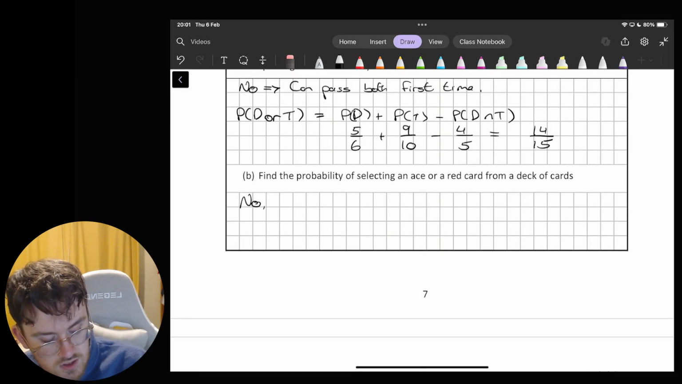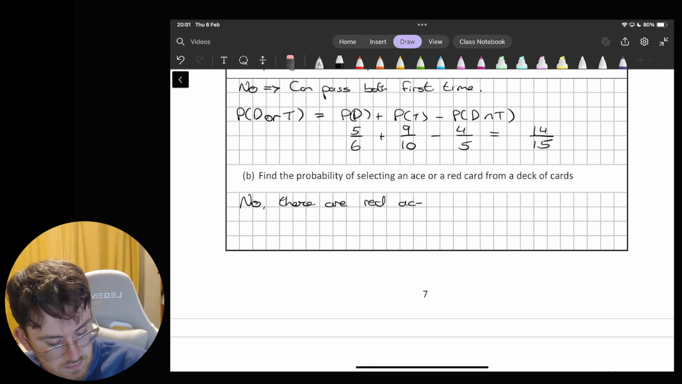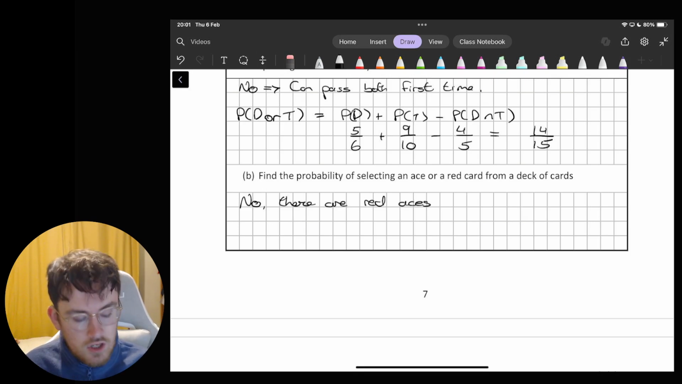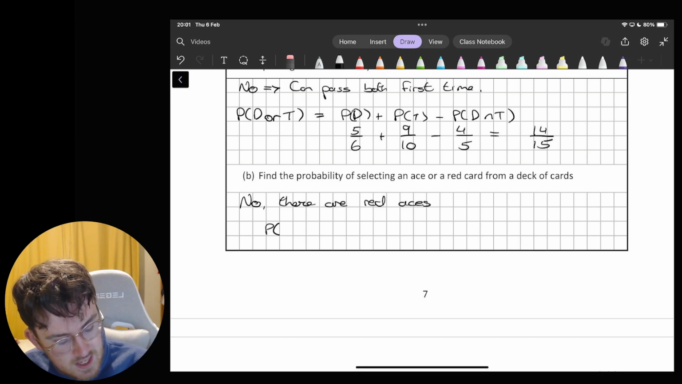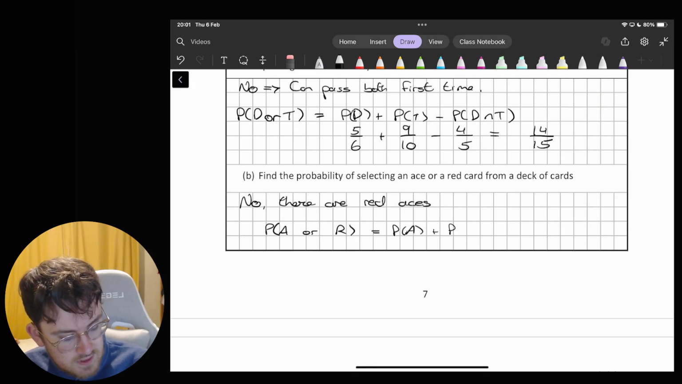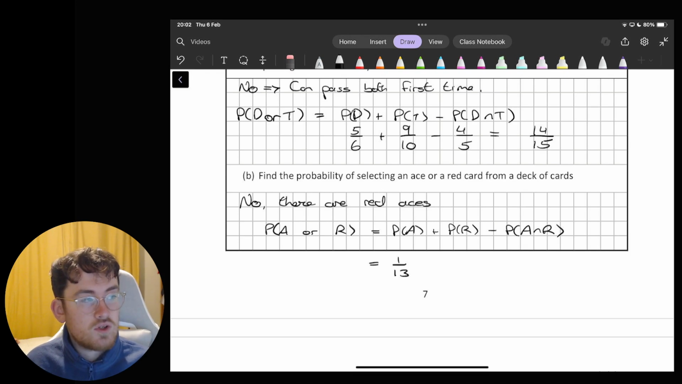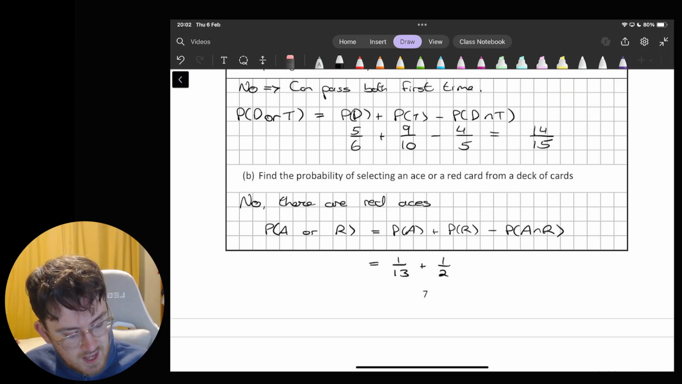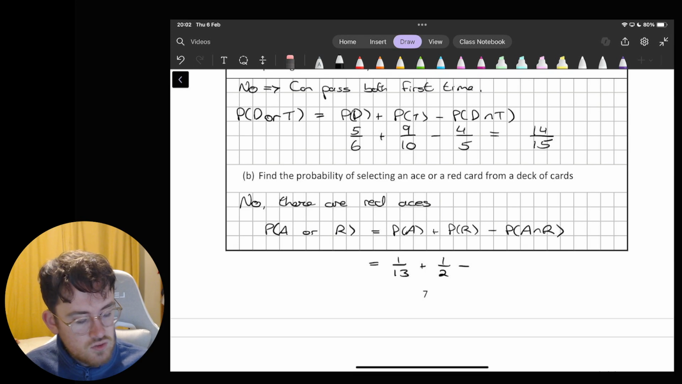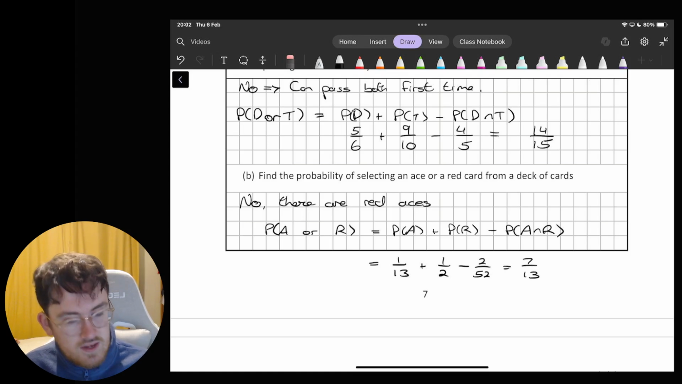Okay. Find the probability of selecting an ace or a red card from a deck of cards. No, they are not mutually exclusive because there are red aces. Okay, because both can happen together, they're not mutually exclusive. So the probability that I get an ace or a red card is the probability that I get an ace plus the probability that I get a red card minus the probability that I get a card that is both. The probability of getting an ace, well, there's 4 aces, so that's a 4 in 52 chance or a 1 in 13 chance. The probability of a red card is a half, and the probability of getting both, a red ace, there's only 2 of those in the deck, so 2 out of 52 or 1 in 26, and that gives me an answer of 7 out of 13.